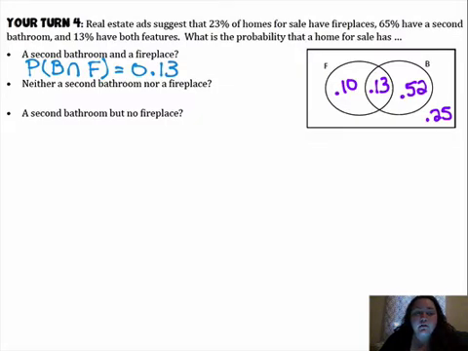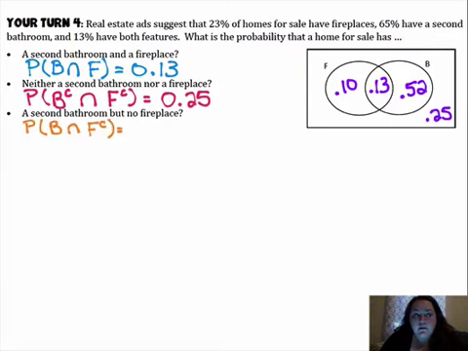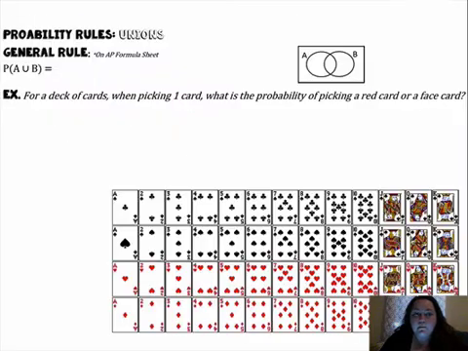So they have neither a second bathroom nor a fireplace. That'd be the probability of the complement of the bathroom and the complement of the fireplace, which would be the 0.25. They have a second bathroom but no fireplace. So the probability of a bathroom and no fireplace, the complement of a fireplace, would leave me with 0.52. Alright, the Venn diagrams can really help when finding these percents or decimals.